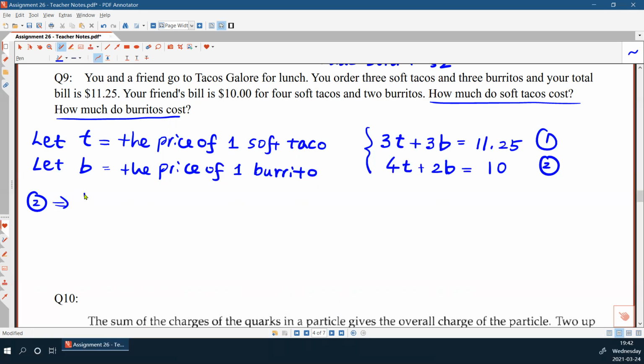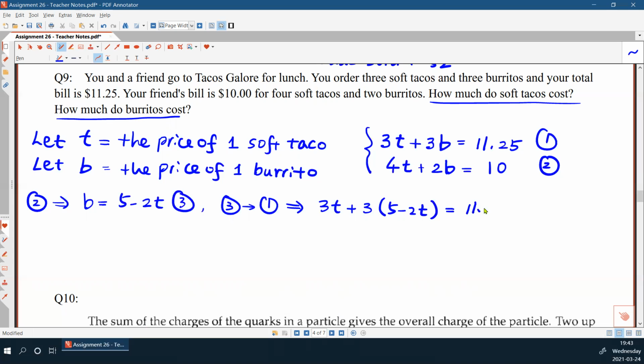Okay, so note that it's better to start from the second equation, okay? Because you can directly solve B is actually 5 minus 2T, correct? So let's call this 3. Then we can put number 3 into the first equation, which will give you 3T plus 3B, which is 3 of 5 minus 2T equals 11.25.